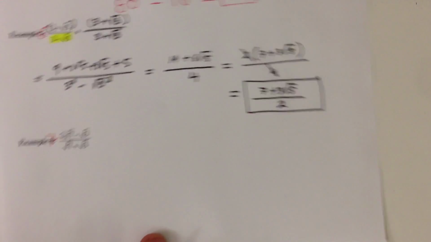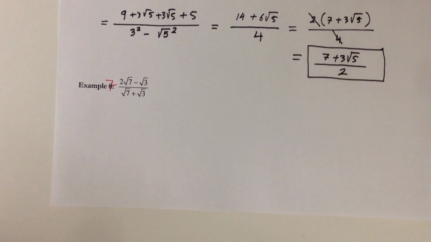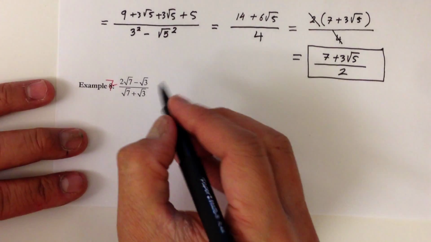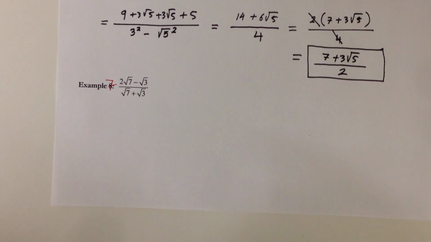Very good. Let's go on to the last problem: 2 rad 7 minus rad 3 over rad 7 plus rad 3. Why don't you do this problem, and we're going to go over it in class tomorrow, and you can check your answers with my answer tomorrow in class.